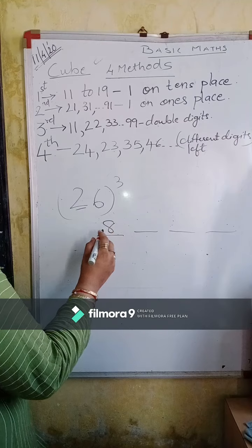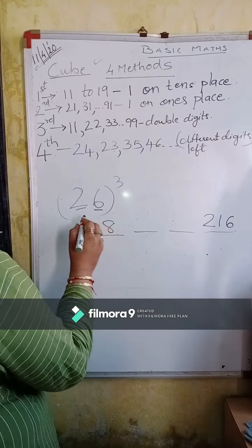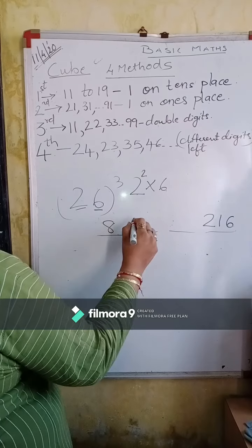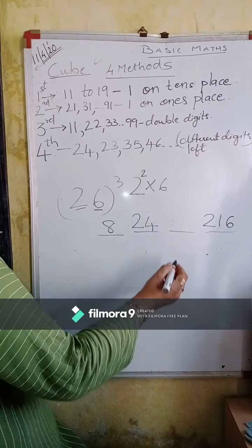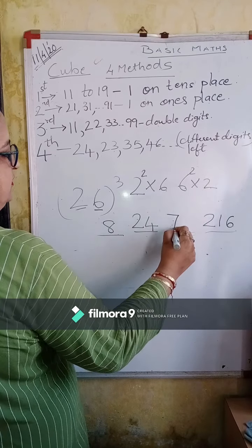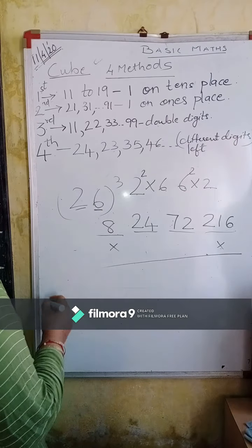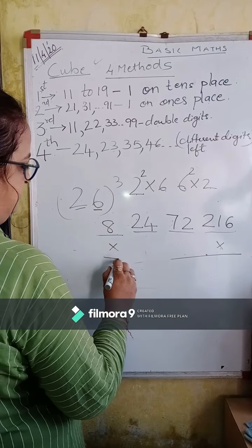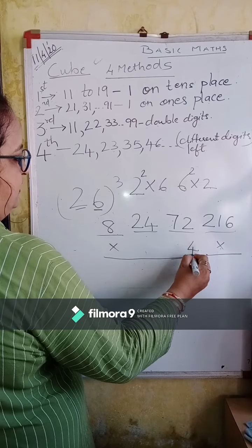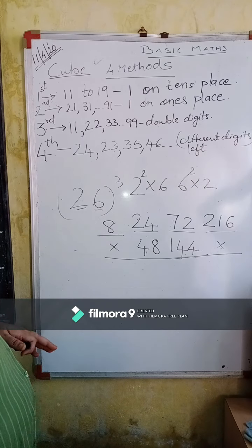2 cube is 8. 6 cube is 216. Then 2 square into 6. 2 2s are 4. 4 6s are 24. And here it will come 6 square into 2. 6 6 are 36. 36 into 2 is 72. Cross these two places. Now double of 72 is 144. Okay?